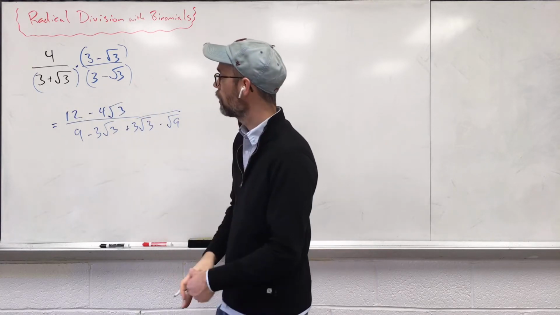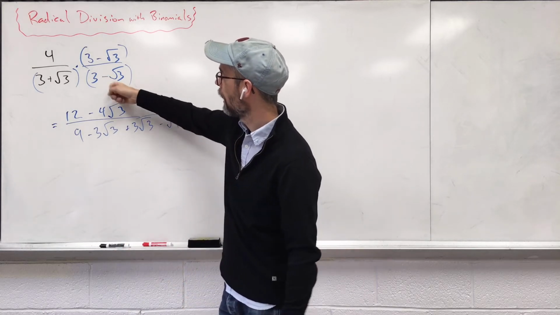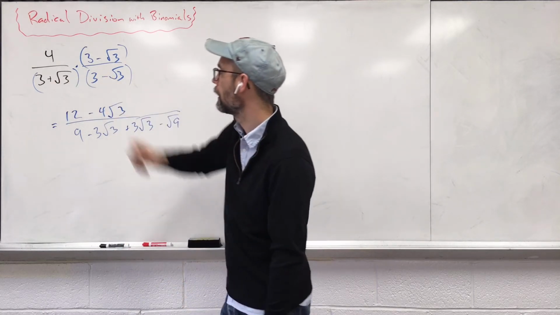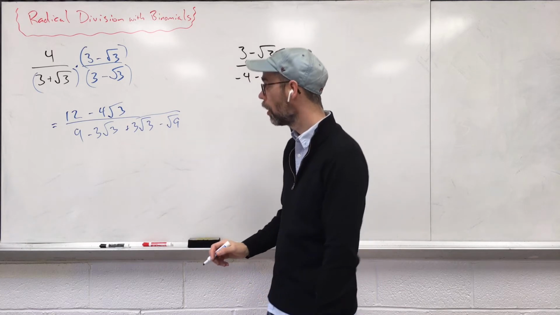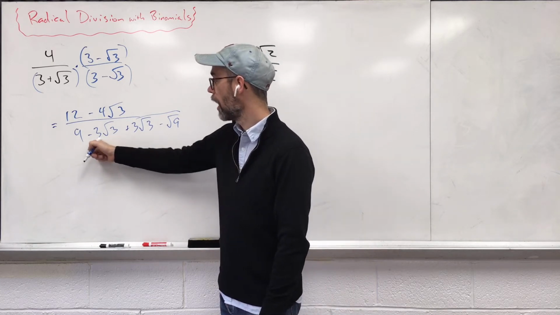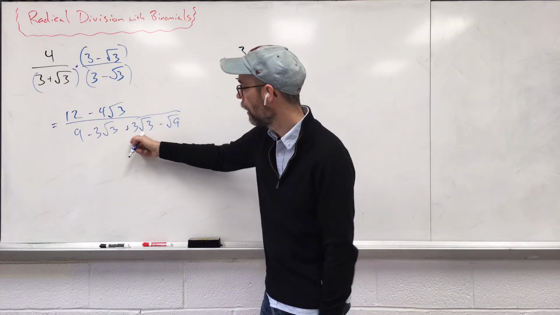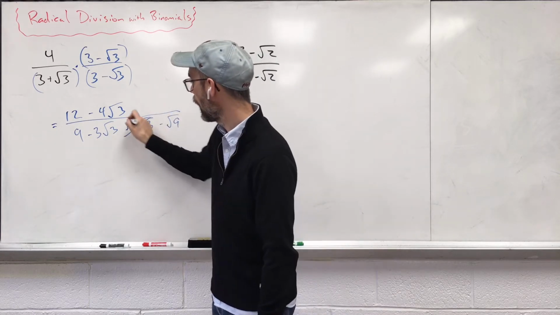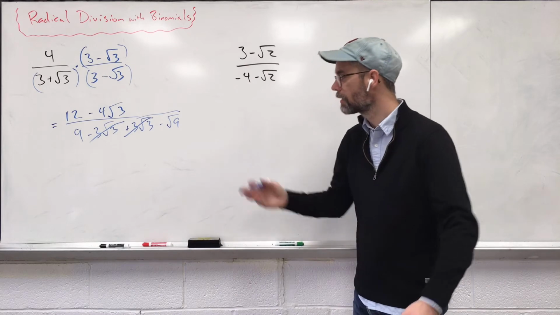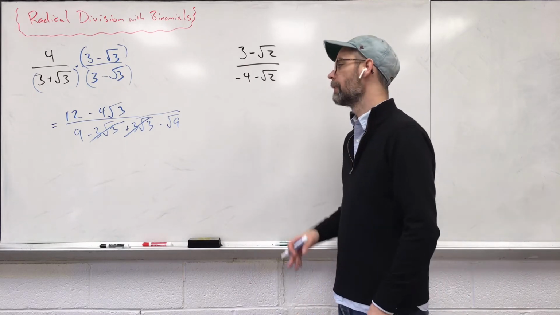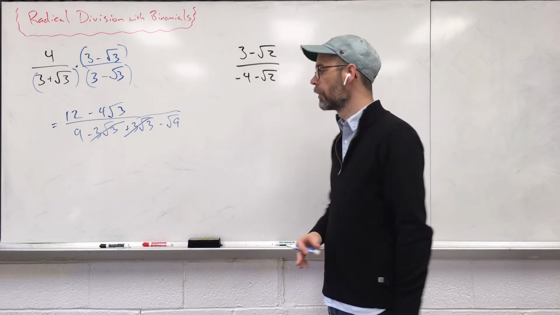So the reason why we use this conjugate, this plus minus thing, is because in our denominator, something really neat happens. We have a negative 3 radical 3 and a positive 3 radical 3. I don't have to do that math. They just cancel out with each other. So it simplifies for us.